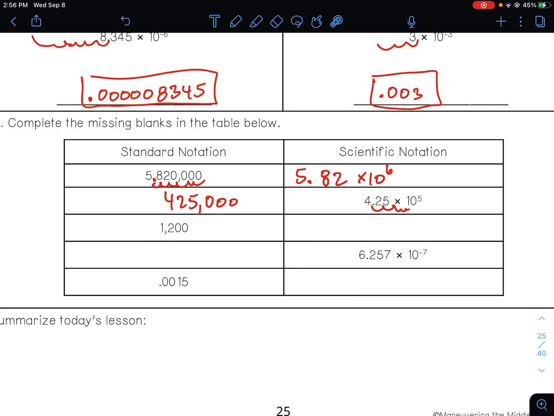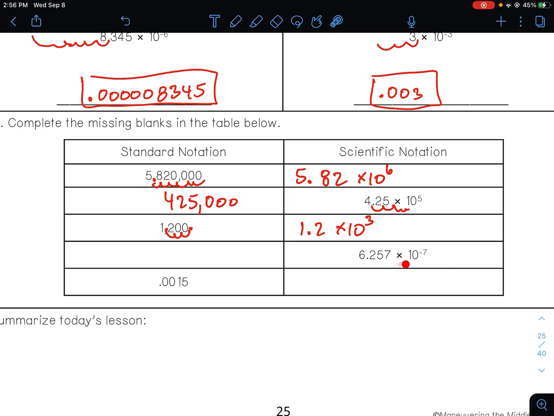1,200. They want us to put in scientific notation, which means the decimal should be right over there. So we should have 1.2 times 10 to the something. Let's see. And this is considered a large number. So how many spaces did we move to get to the normal place right over there? That's 3 spaces, so 10 to the 3rd.